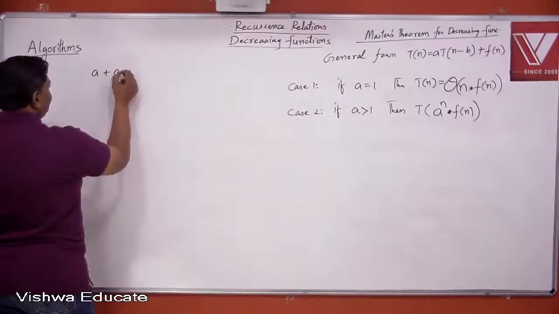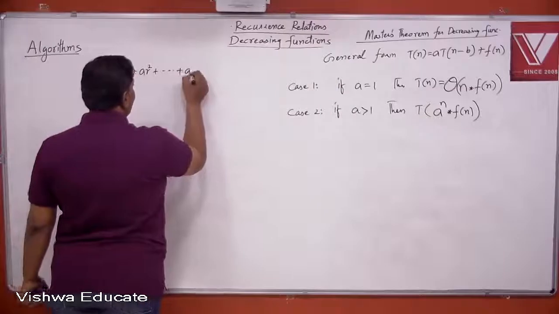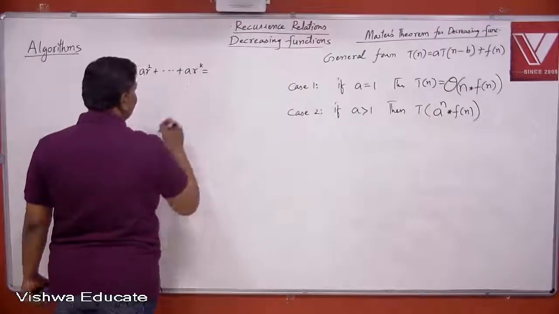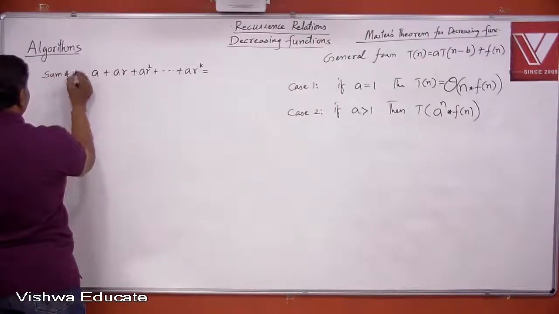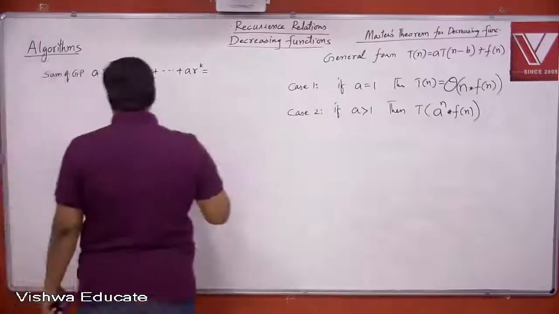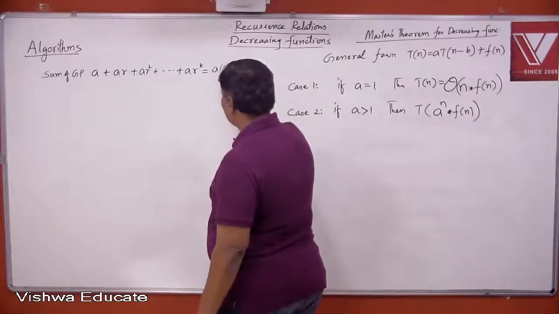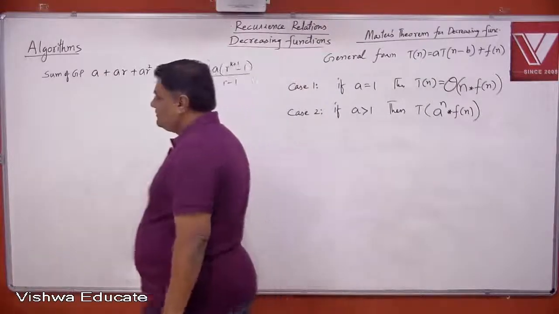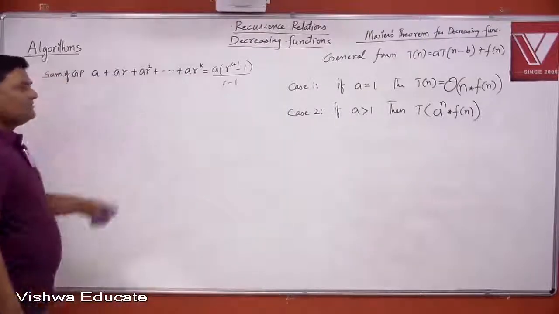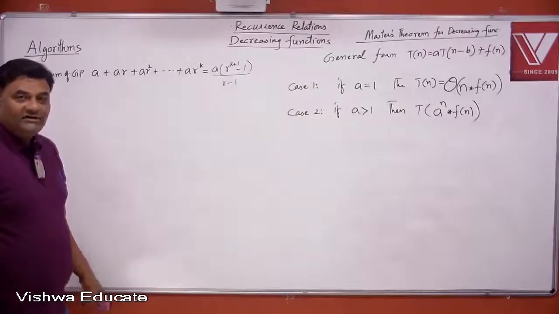A plus AR plus AR square plus goes on to AR to the power of K. What is the answer for this one? This is the sum of GP terms, geometric progression series. So the formula is A into R to the power of K plus 1 minus 1 by R minus 1. This is the known formula for the sum of the terms of a GP series. We have already studied this.